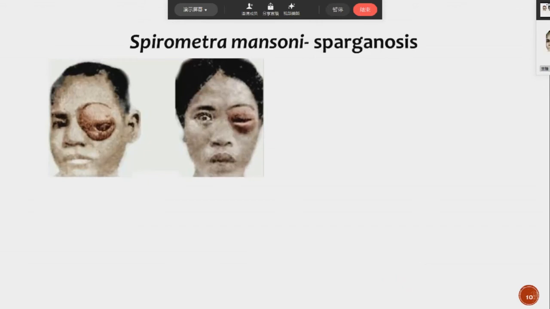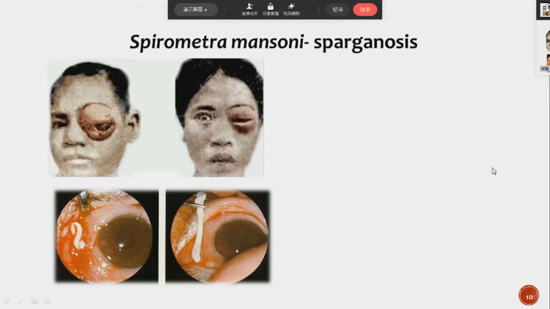The next one, Spirometra mansoni. The larval stage can cause disease in humans. The disease is called sparganosis. This also belongs to the tapeworms, but the larva is only several centimeters long. We can see that these two patients both have edema and redness in their eyes, yes? If we examine what happened in their eyes, you can find whitish worms parasitic in their eyes. So it looks terrible, yes? But just using forceps to remove these worms, the edema will disappear. That is for sparganosis.